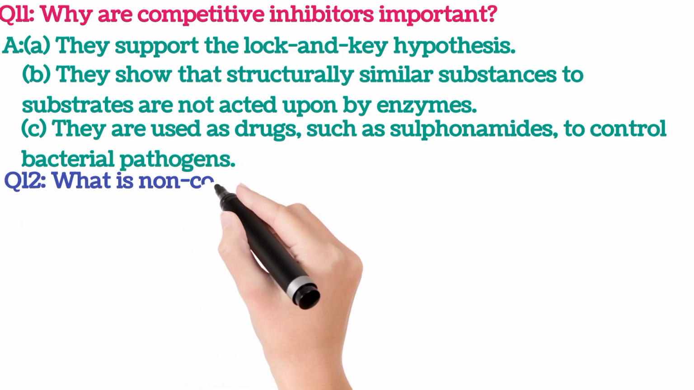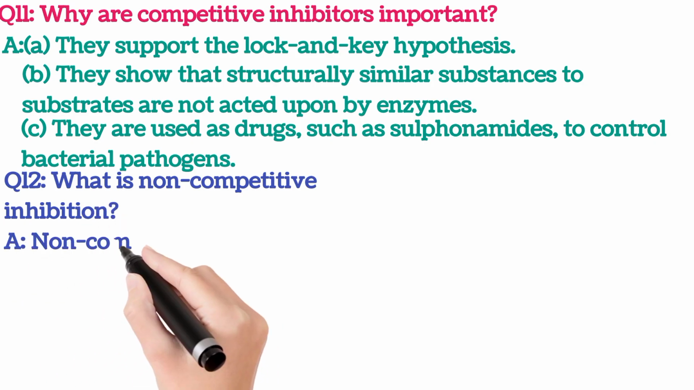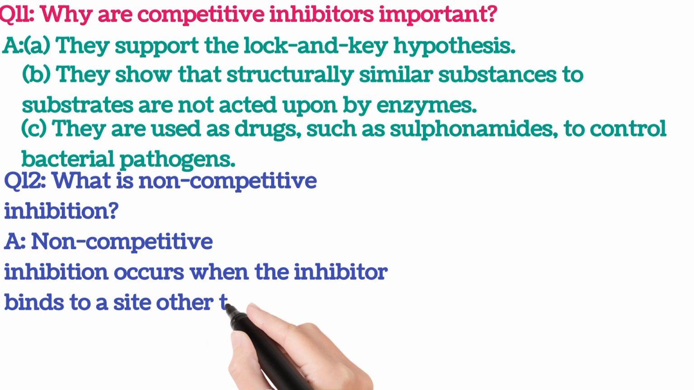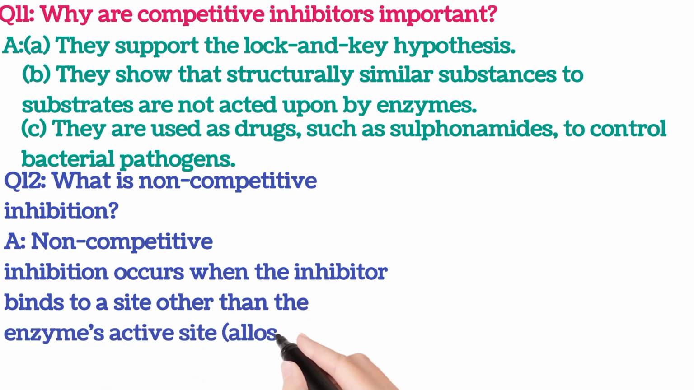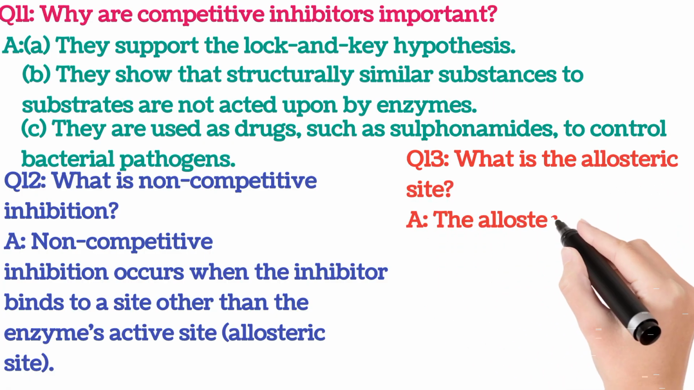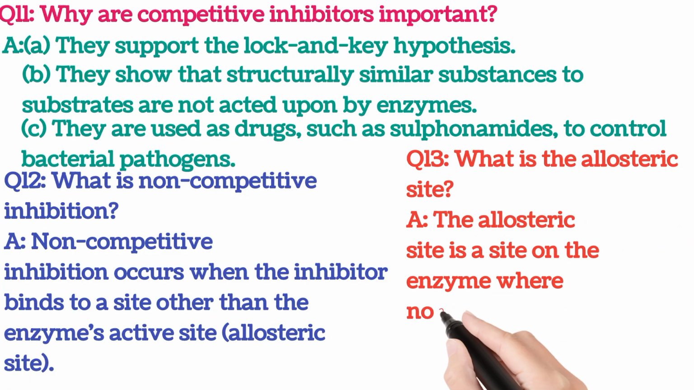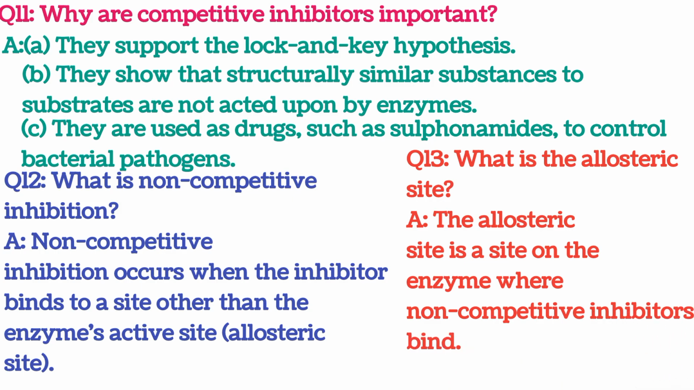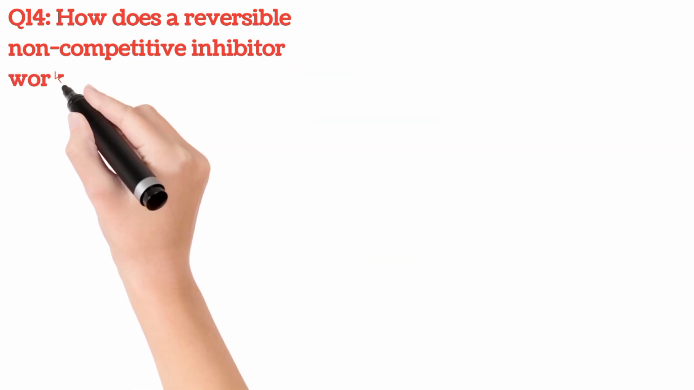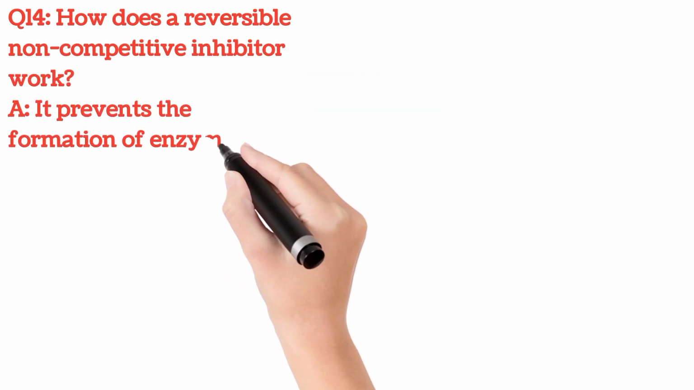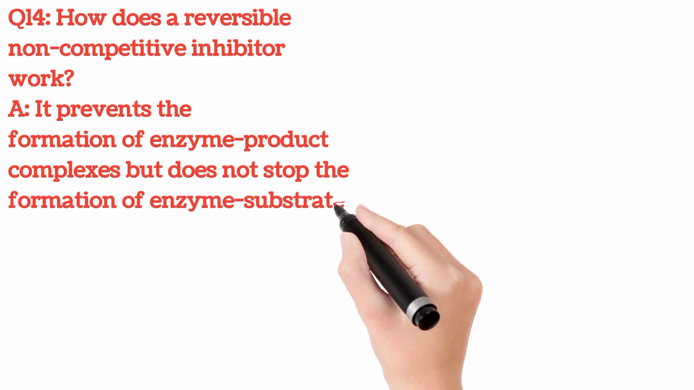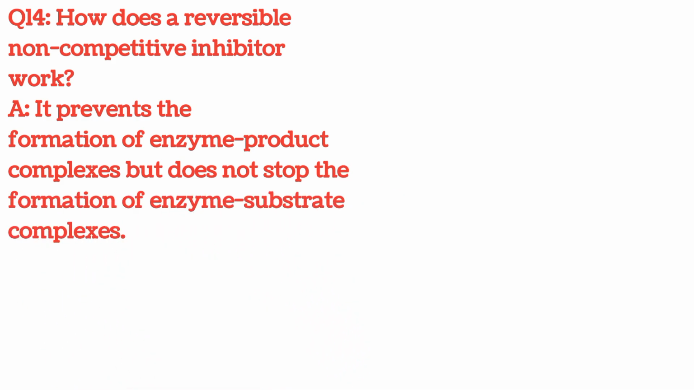12. What is non-competitive inhibition? Non-competitive inhibition occurs when the inhibitor binds to a site other than the enzyme's active site, the allosteric site. 13. What is the allosteric site? The allosteric site is a site on the enzyme where non-competitive inhibitors bind. 14. How does a reversible non-competitive inhibitor work? It prevents the formation of enzyme product complexes but does not stop the formation of enzyme substrate complexes.